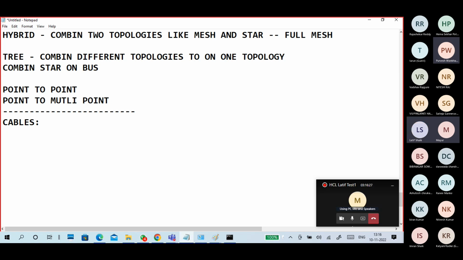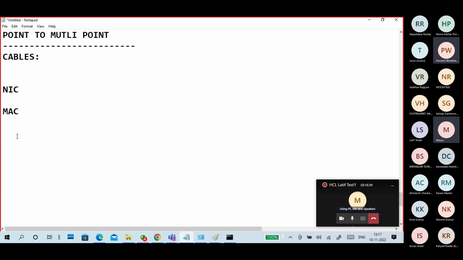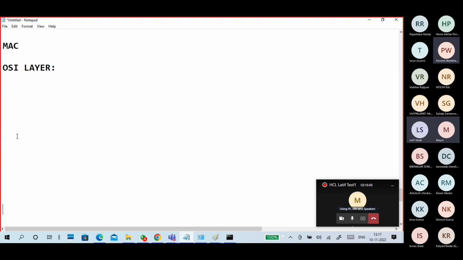Anything I'm missing? Cables. You know, NIC, network interface card, MAC address. Already we have discussed that. What did we forget? OSI layer-wise troubleshooting. I will tell it very simply, guys. This 7-layer model, Open System Interconnection. Will anybody tell what the layers are?